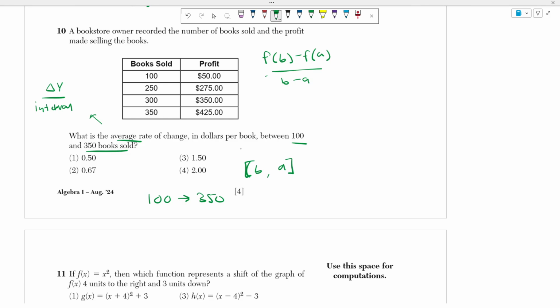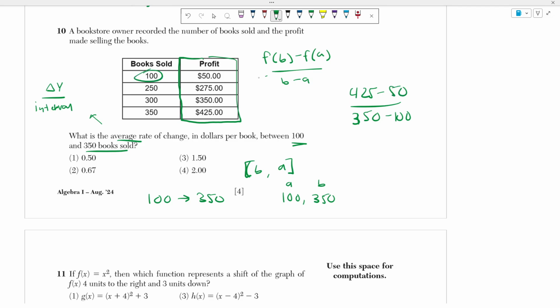So in this case, the start of my interval is 100, and we're going all the way up to 350. So I'm going to say 100 is my A and 350 is my B. So I'm going to do 350 minus 100 over f of B, the Y value at the end of my interval, which is going to be $425, minus the Y value at the other part of my interval, which is 100, which would be $50.